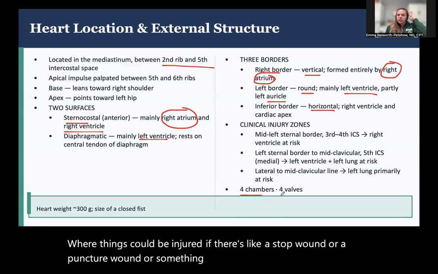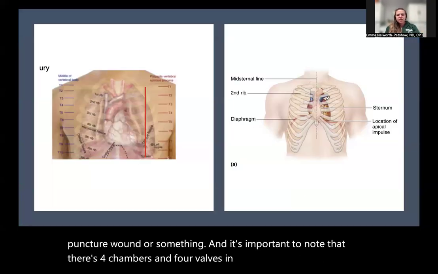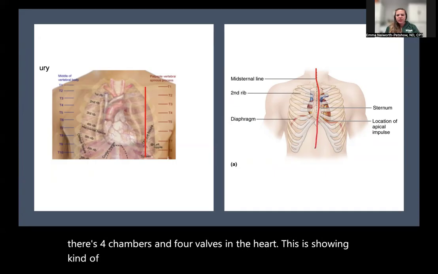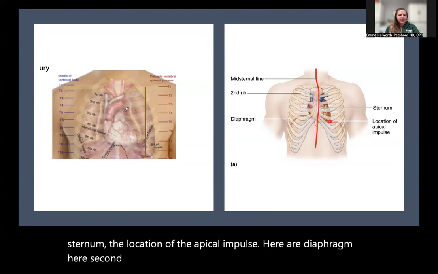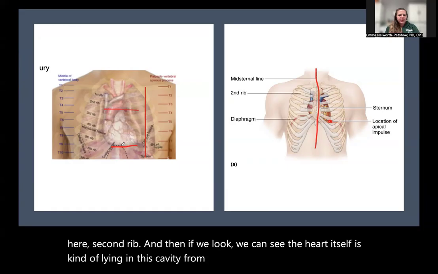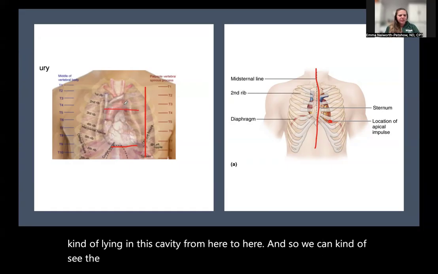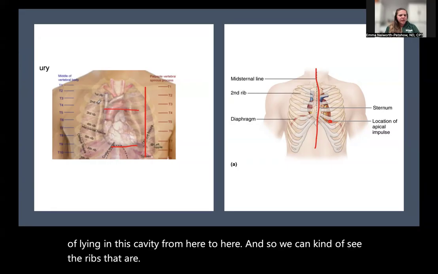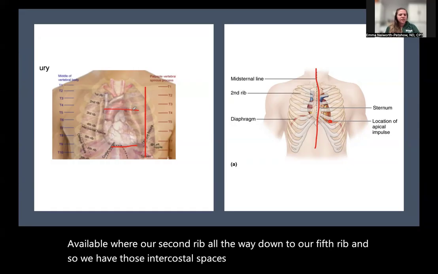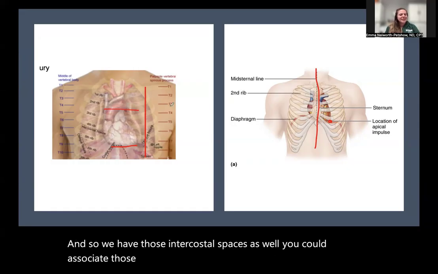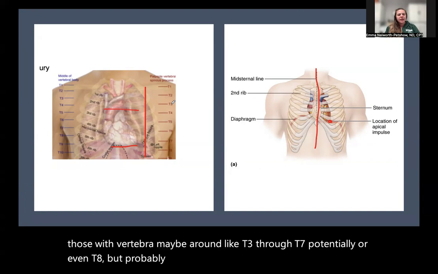It's important to note that there are four chambers and four valves in the heart. This image shows the mid-sternal line, the sternum, the location of the apical impulse, our diaphragm, and the second rib. We can see the heart itself lying in this cavity from here to here, and we can see the ribs available, from our second rib all the way down to our fifth rib, and those intercostal spaces as well. You could associate those with vertebrae, maybe around T3 through T7 potentially, or even T8, but probably T7 would be appropriate.